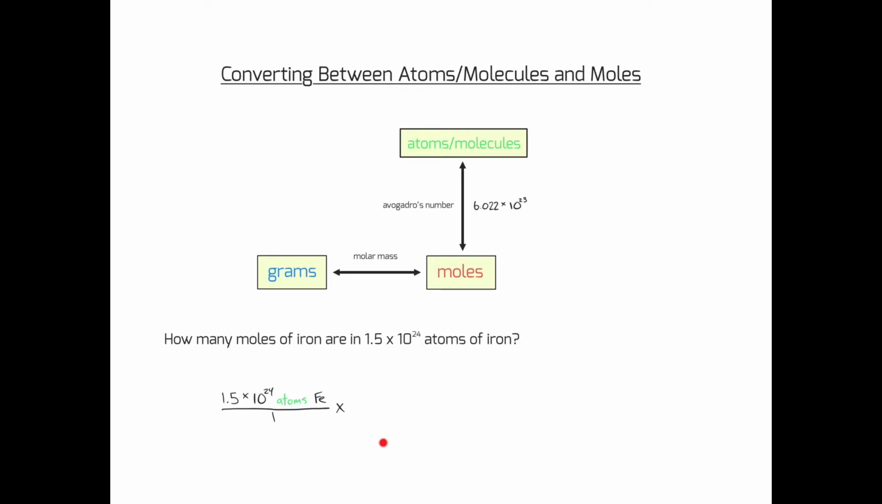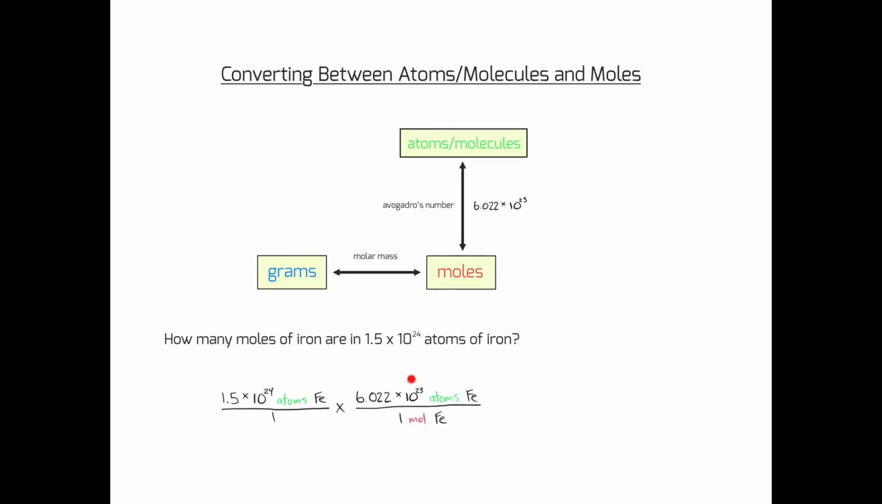Now before we get to this next step, remember that Avogadro's number is actually a conversion factor. What it tells us is that there are 6.022 times 10 to the 23rd atoms of iron per 1 mole of iron. But before we plug this into our calculation, we need to make sure that our units are in the right place.